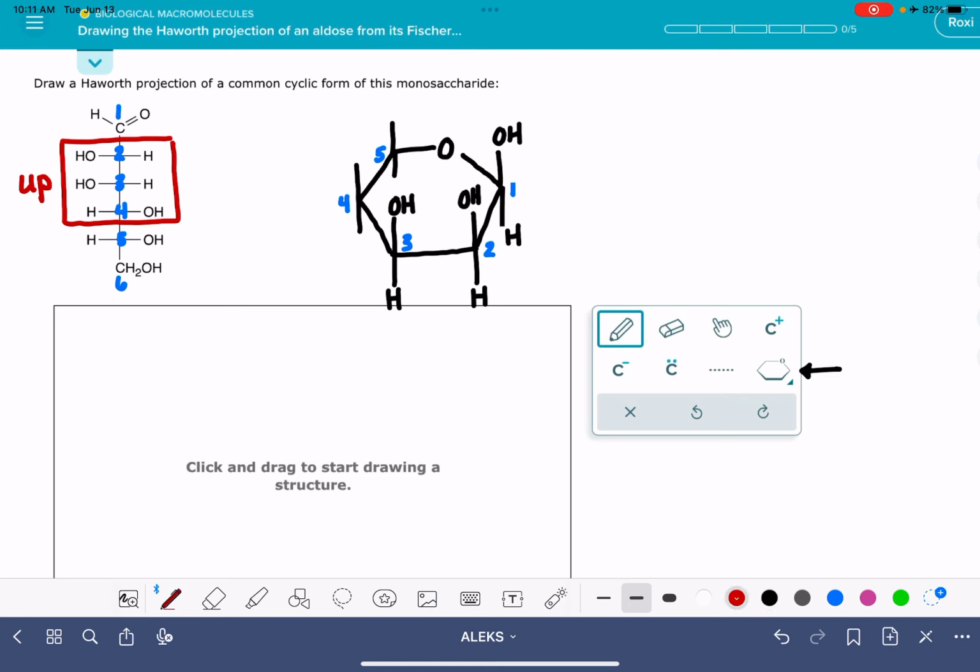Anything that is on the right-hand side of the straight chain version is going to end up sticking down. So for carbon number 4, we have an OH group on the right-hand side. That means in the ring, it is going to be in the down position.